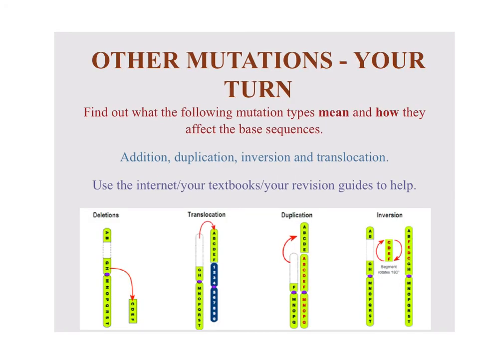Now you can spend some time now finding out what each of these different types of mutation mean and how they affect the base sequences. So we can see here that we've got addition, duplication, inversion and translocation, and these are chromosomal mutations. I haven't got the answers for these. These are for you to do by yourself. So the pictures should help you, but you're going to need to do some research to find out what they mean and how they can affect the sequences of bases.